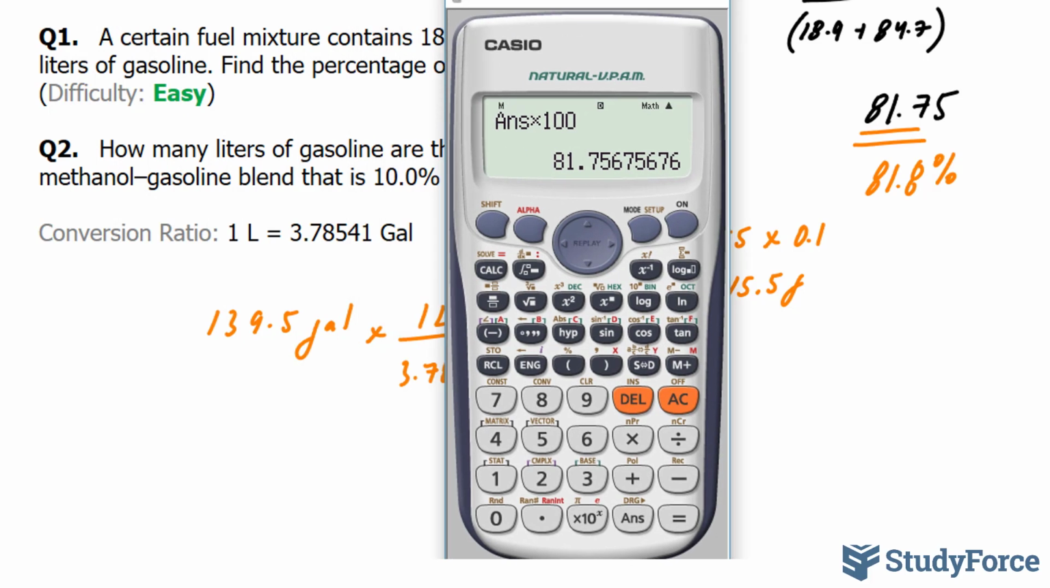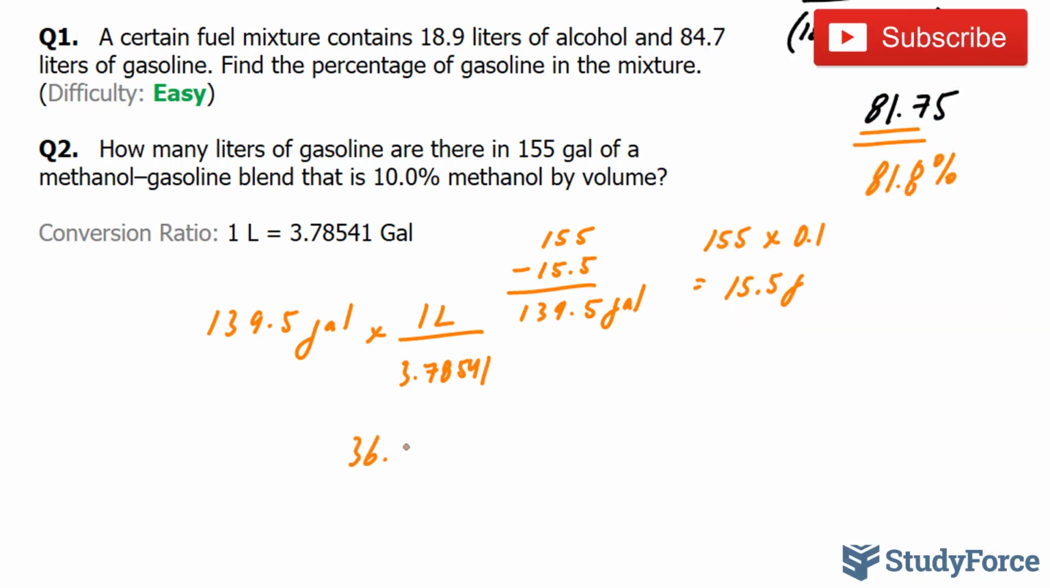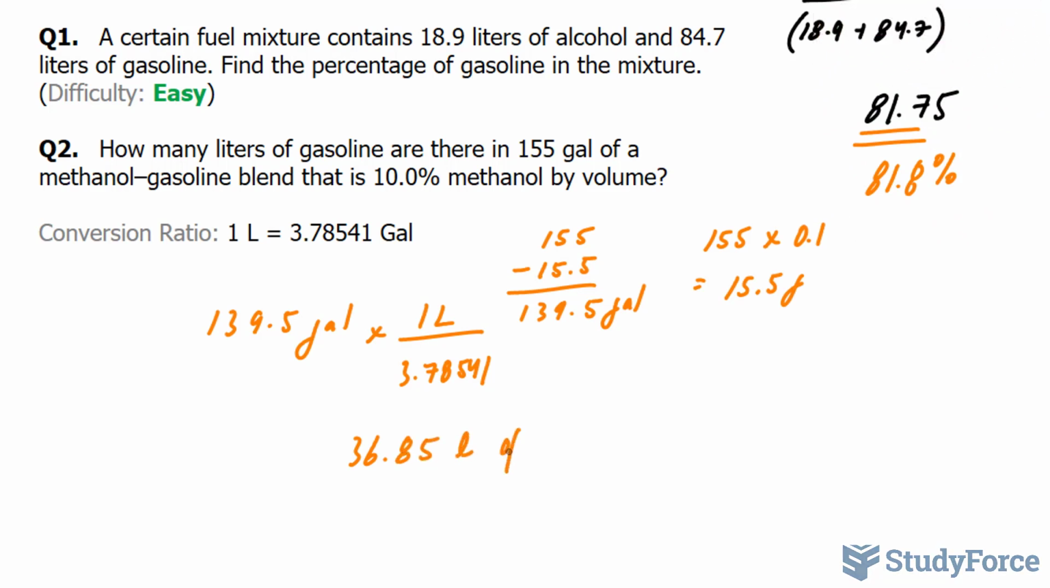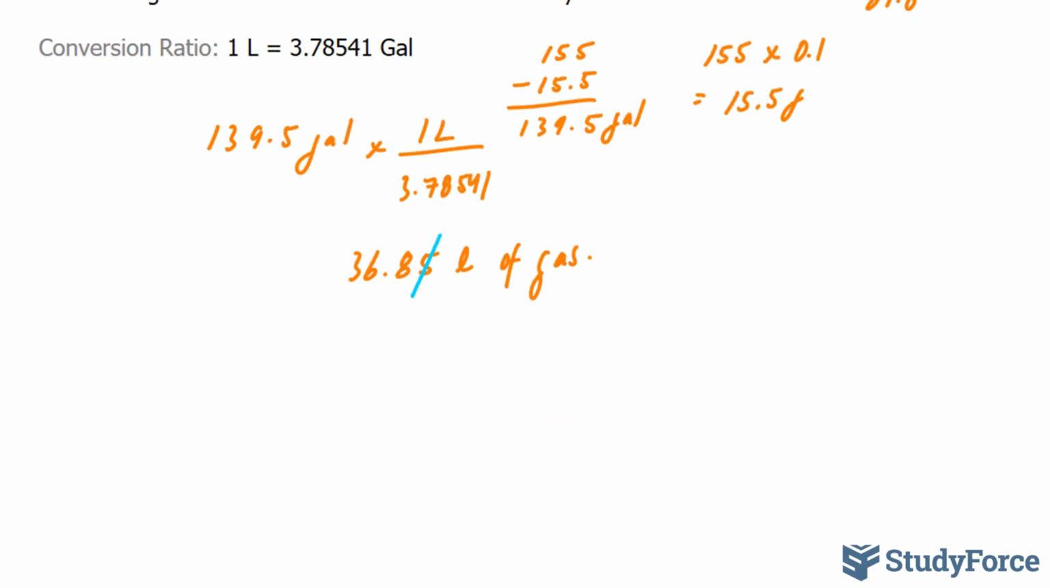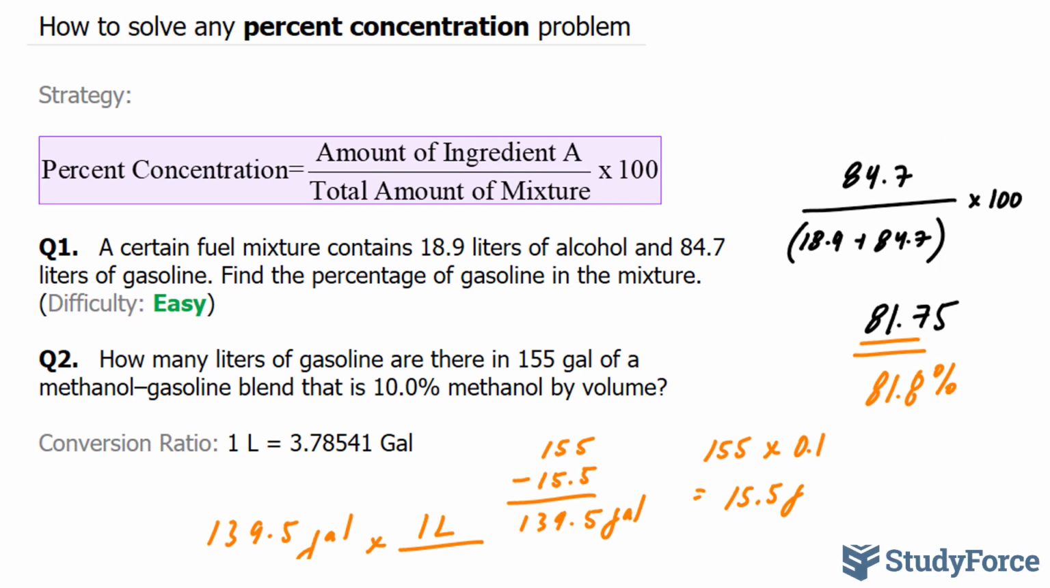Let's do the multiplication here. 139.5 times 1 divided by this number, 3.78541, and we end up with 36.85. 36.85 liters of gas. Now to be mindful of the amount of significant figures, this has 4 currently, and the number that we're supposed to remove is this 5, but because the last retained digit is even, we don't round up. We just leave it as 36.5 liters. And so there you have it. That is how to solve any percent concentration problem.